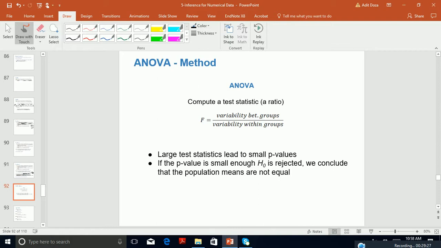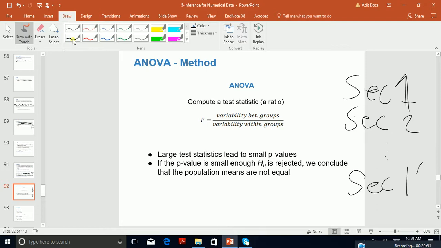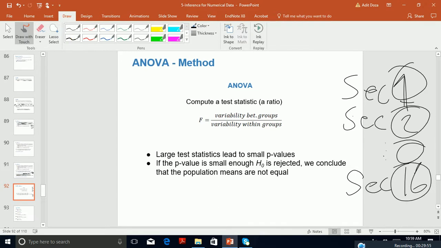So there is not only variability between groups, like variability between different sections. Let's say my section, let's assume it's section 1, right? There are 16 sections in the department, so section 2 continues till section 16. So there could be a difference between each group.